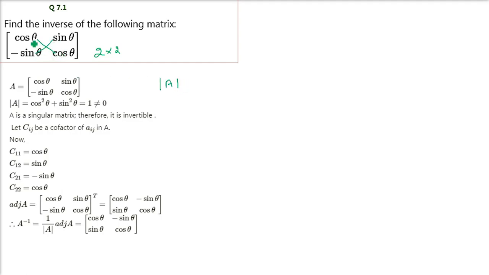So just cross multiply: cos into cos is cos square theta, and sine into sine is sine square theta. We already have a negative sign, so minus minus will become plus. So cos square theta plus sin square theta is equal to 1. So this determinant is not equal to 0. So A is a non-singular matrix. Non-singular means determinant is not equal to 0, and singular means determinant is 0. Therefore, this matrix, which is a square matrix, is invertible because A is non-singular.